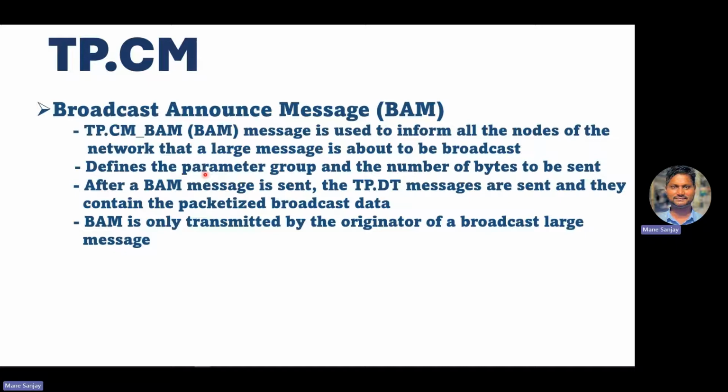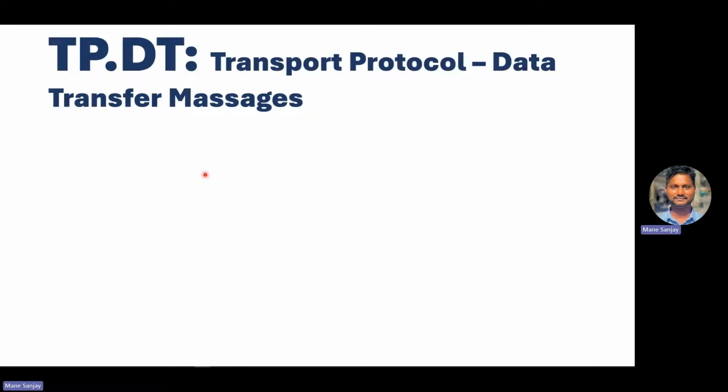There are 5 major messages used: request to send, clear to send, end of acknowledgement, abort, and the last we talked about, the broadcast announce message. That is very important. Next I'm going to talk about the TP.DT. The TP.DT is, as the name indicates, the transfer protocol data transfer message. It actually carries the data.